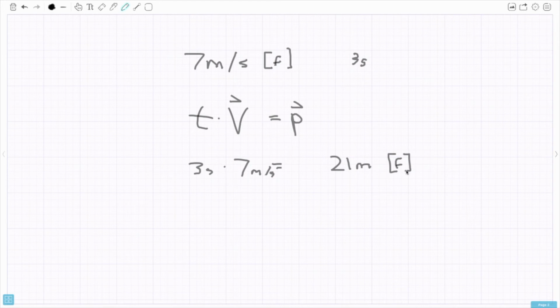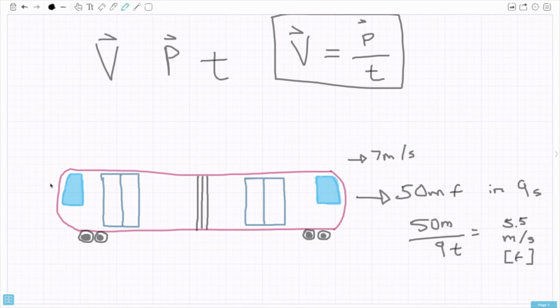But then it will let some of the passengers off for 5 seconds again. And then after that, let's say our train goes backwards, like some old trains or SkyTrains, going at 100 meters per second.